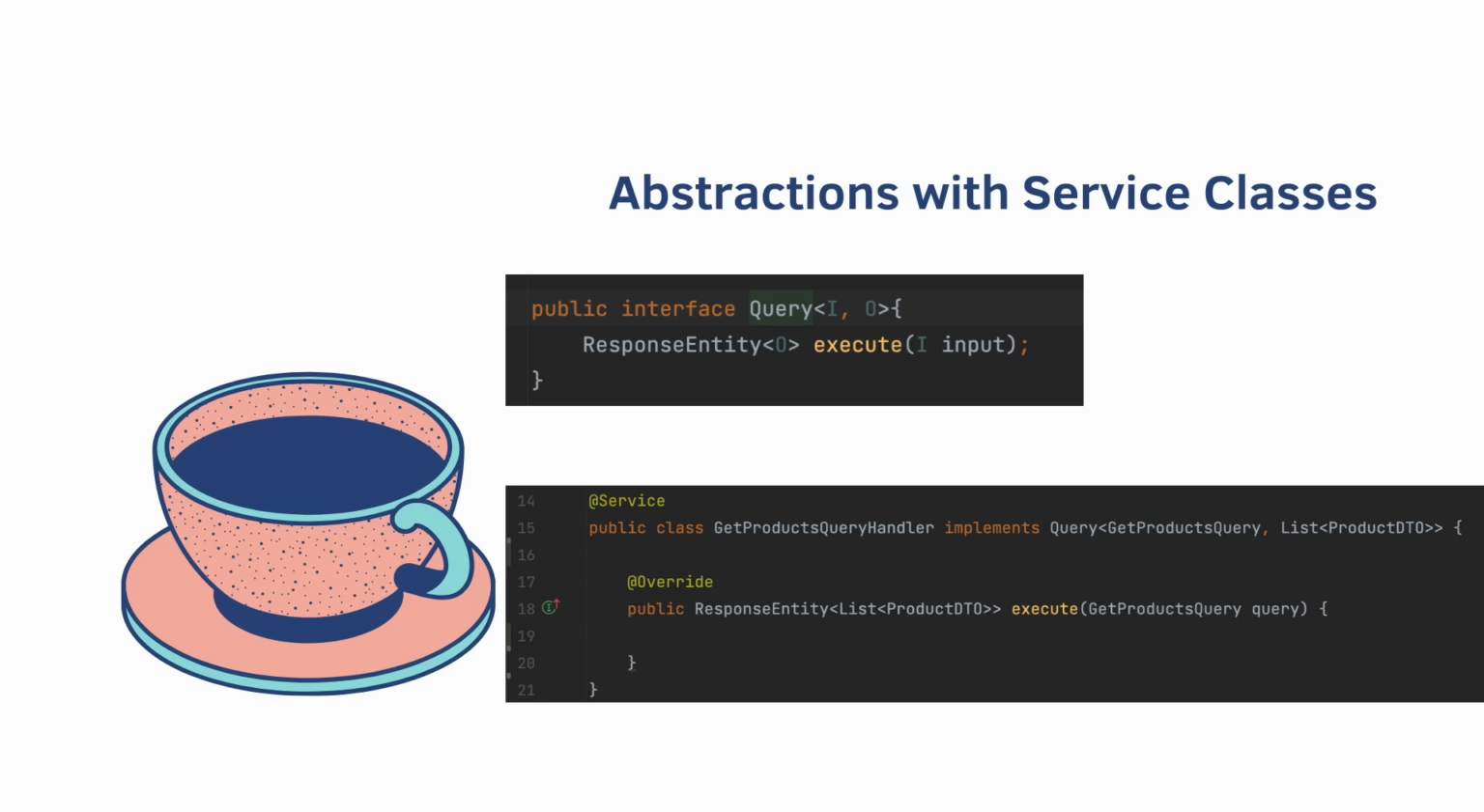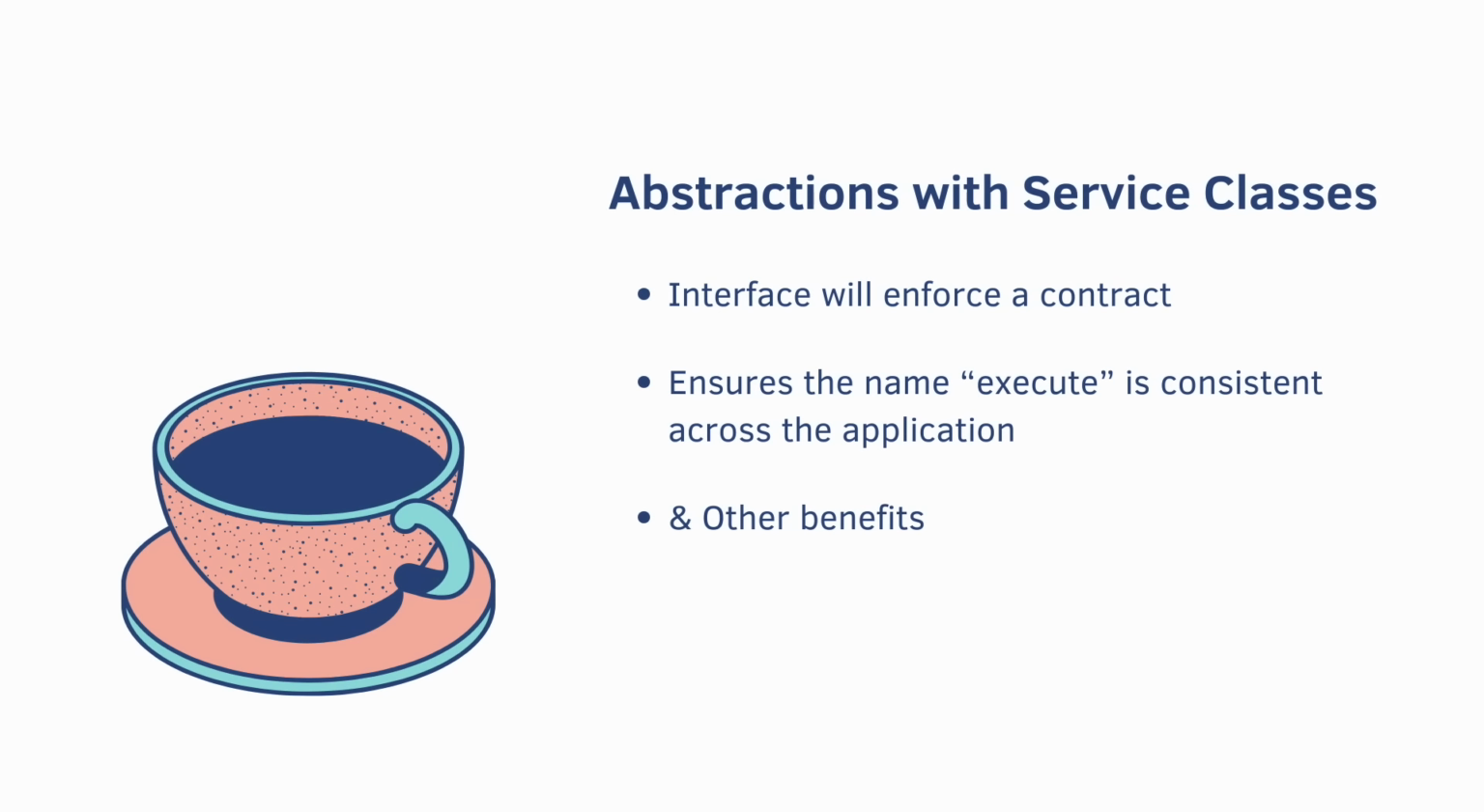Okay, one more thing we're going to do is add an abstraction with our service class. So this is something that we do in our production environment. So we're going to define an interface, public interface Query, with an I and an O, which stands for input and output. It's going to have one method called execute that returns a ResponseEntity with O of output and I of input. And then it forces us to implement the method with an Override annotation. So essentially what this does is it enforces a contract. It ensures that the name execute is consistent across the entire application. And there are other benefits, of course, but for now, let's just go ahead and implement it.